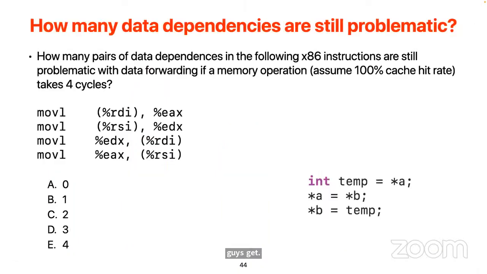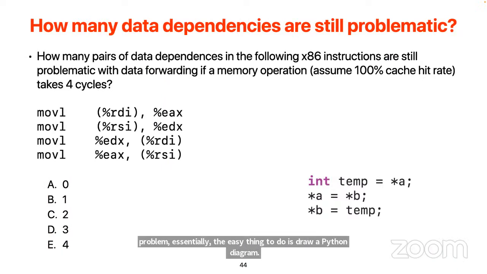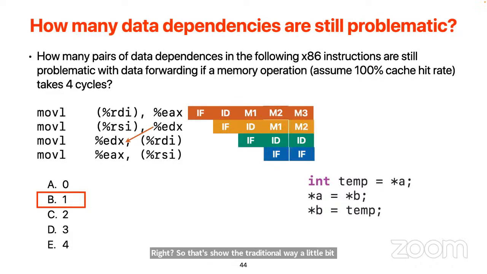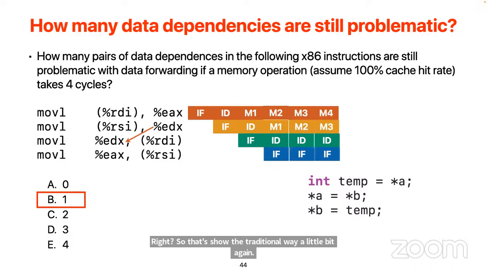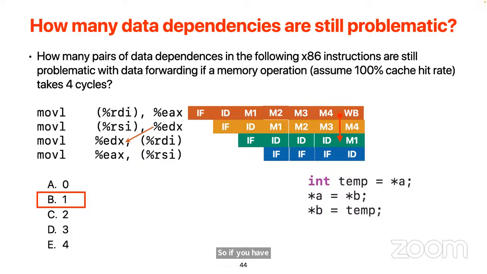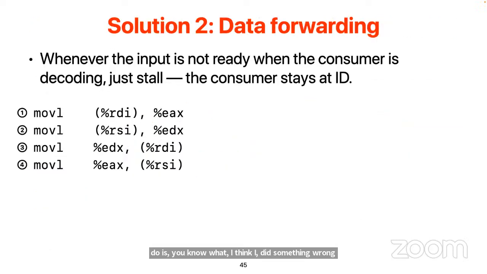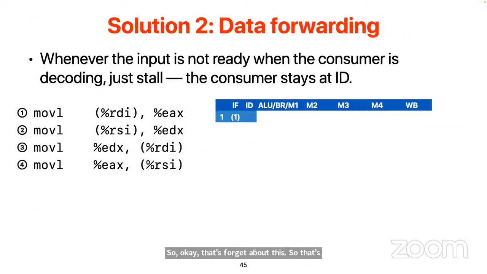Again, if you want to solve this problem, essentially the easy thing to do is to draw a pipeline diagram, no matter whether you want the traditional way or the spreadsheet way. Let's show the traditional way a little bit again. If you have data forwarding, what you could do is, you know what, I think I did something wrong here. Okay, let's forget about this. Let's look at this one. Maybe I get it right this time.